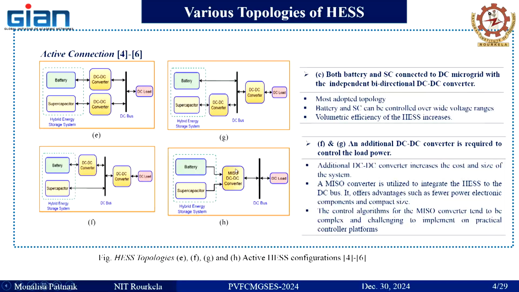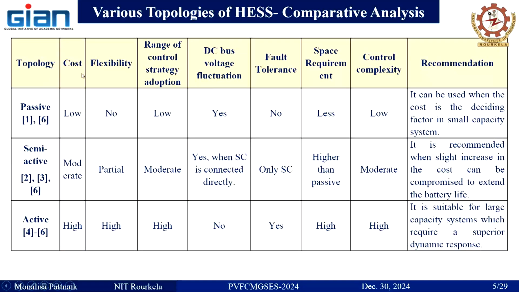So, the main thing, compared to this active topology having two bidirectional converters, is that this is a single converter, but its implementation is complex. So, that is the main part of it. Now, coming to the topology, if you compare, you can see here what I have already explained: cost, flexibility, and DC bus voltage fluctuation have been compared in this table. So, you can go through this slide.